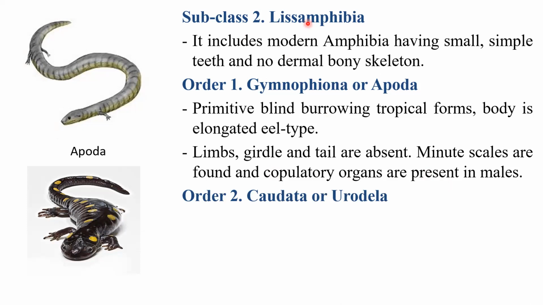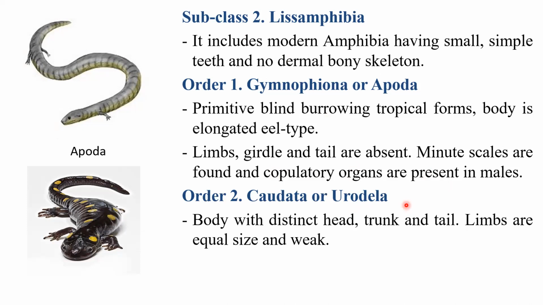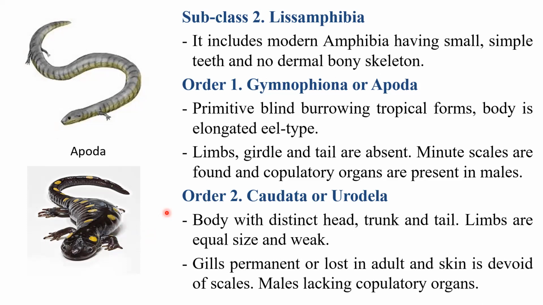Then the second order from this subclass, that is Caudata or Urodela. Some important characters from this order, you can see this is the example from this order, that is Urodela. Body with a distinct head, trunk and tail. The body is divided into head region, trunk region and tail region. Limbs are equal in size and weak. These are the forelimbs, and these are the hind limbs. So these limbs are present, but they are equal in size, and weak as compared to the other animals.